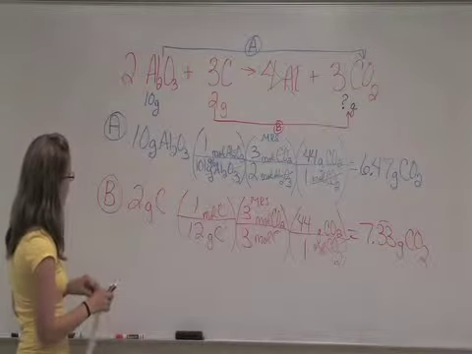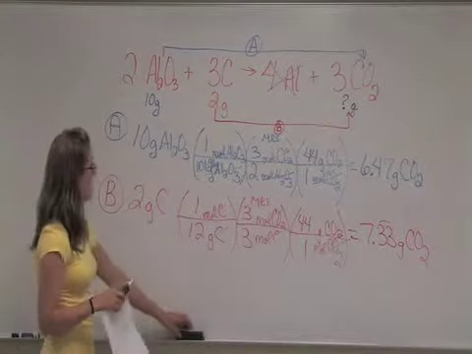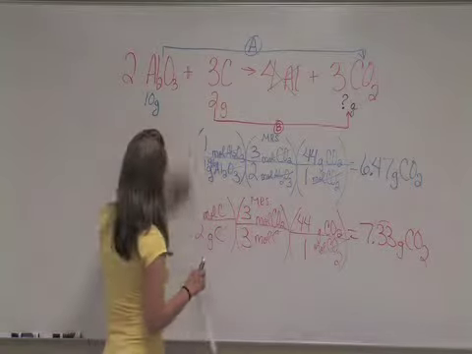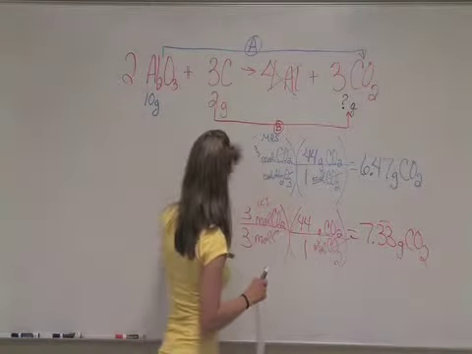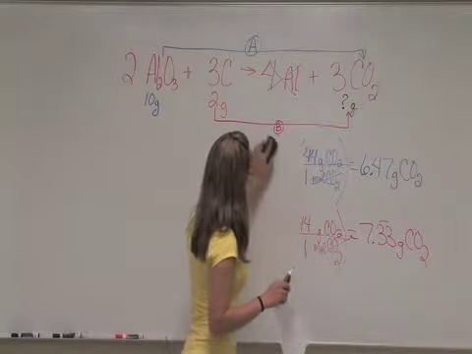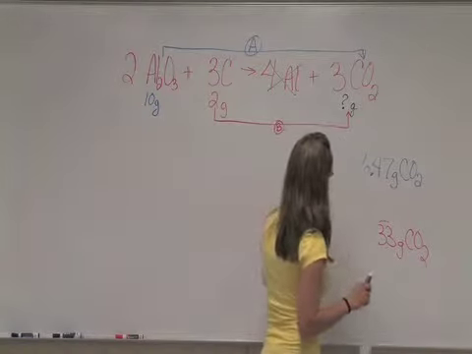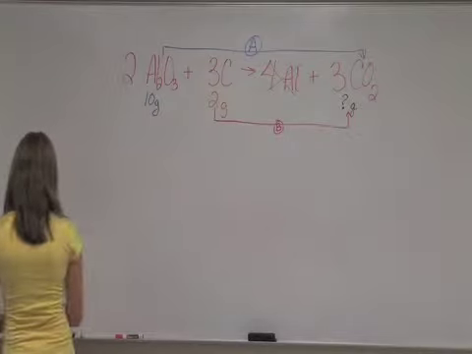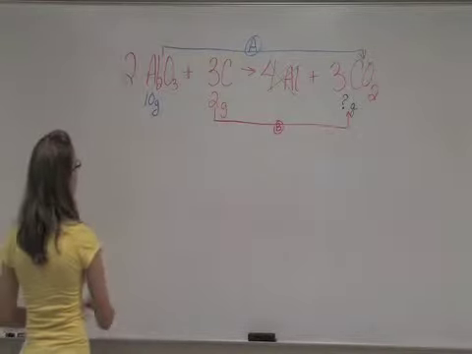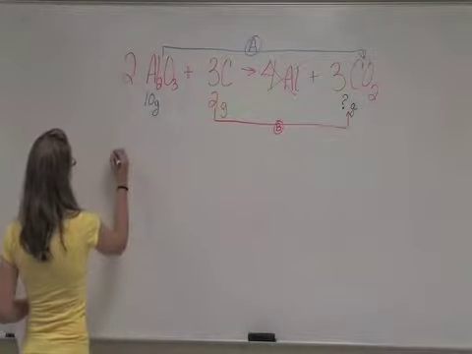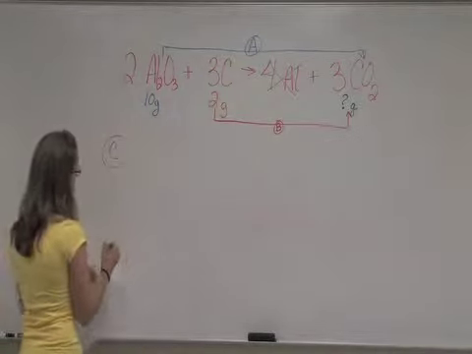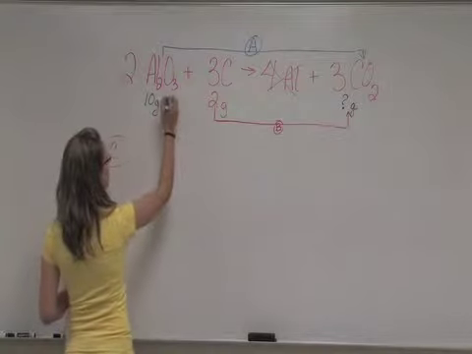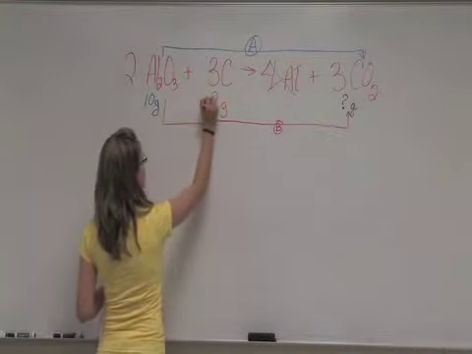But now we have to do parts C and D to figure out how much excess reactant we have used for part C. Part C goes from the limiting reactant to the excess reactant, and we figured out that the limiting reactant is aluminum oxide, the excess reactant is the carbon.